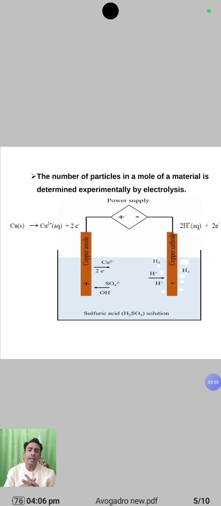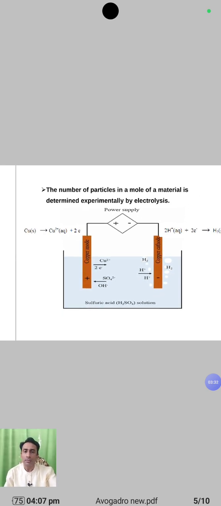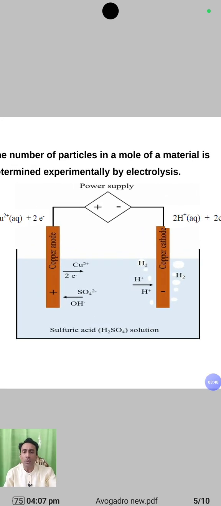Suppose we are supplying electric current. In this electrolysis, electric current is used to drive a chemical reaction, and that chemical reaction is a redox reaction, reduction and oxidation. We are passing electric current through the solution of an electrolyte, which is dilute H2SO4, and the electrodes are copper electrodes. One is anode, one is cathode.